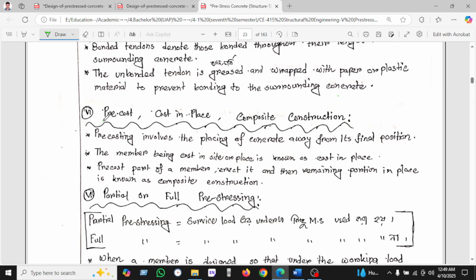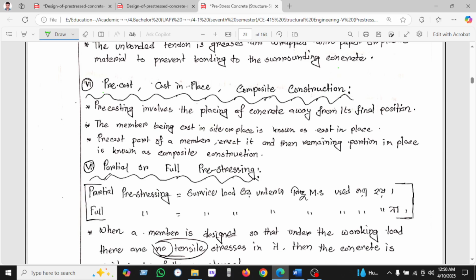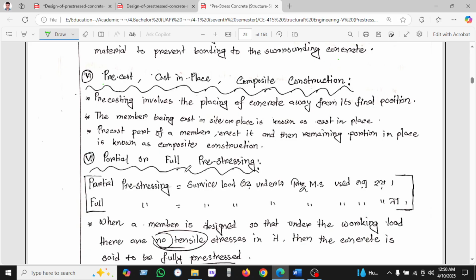So number 6, precast, cast-in-place and composite construction. Precast involves placing the concrete away from its final position, and a member being cast in its place is known as cast-in-place, and precast parts of the member erected and then moved into position in place is known as composite construction. And number 7, we can see partial or full prestressing.